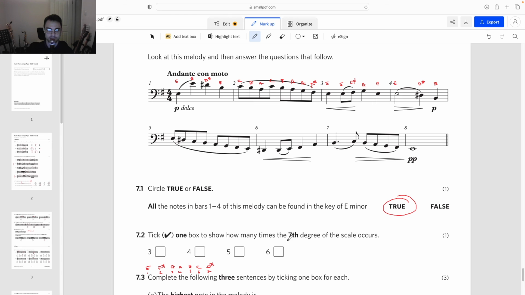So how many times does the 7th degree of the scale occur? Let's find out. So we got 1 D sharp there. No D sharps here. We got a D sharp there. That's another one. So that's 2 in total. Another one there. 3. All right. Going down. Another one there. 4. All right. 5. Watch out for that. Coming up. And that's it. So the answer is 5. We counted 5 D sharps.